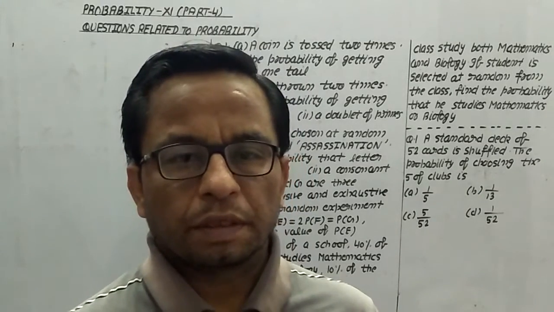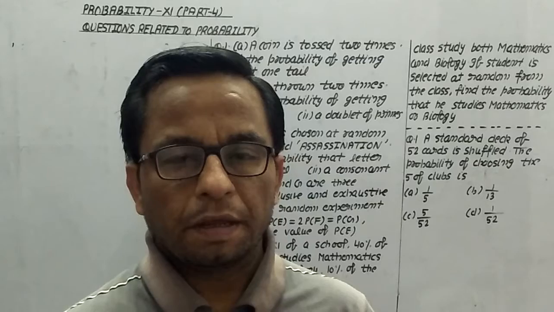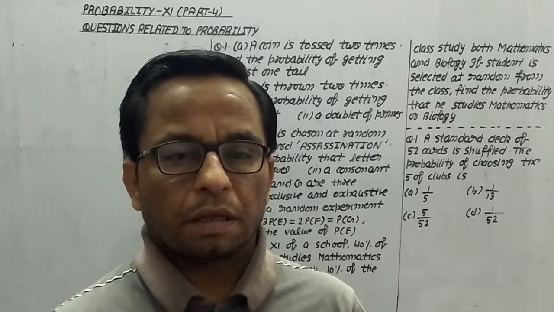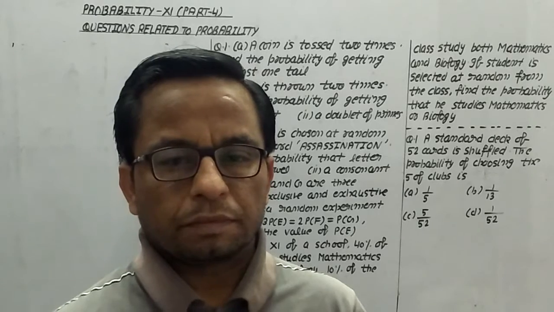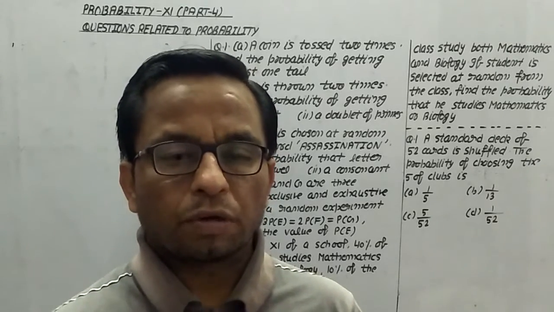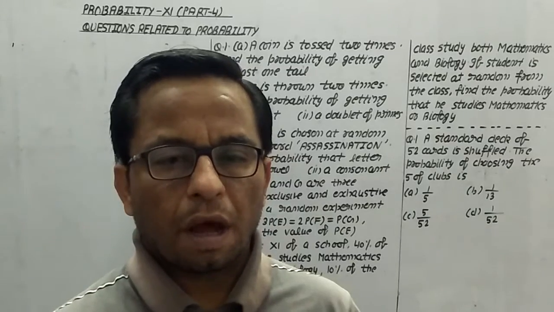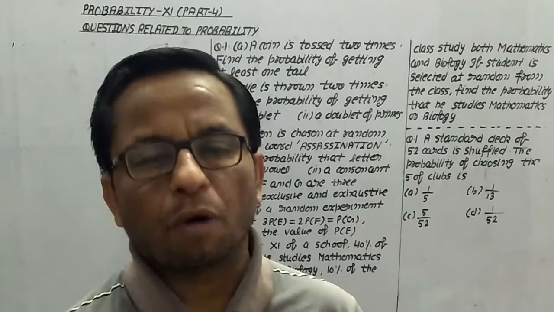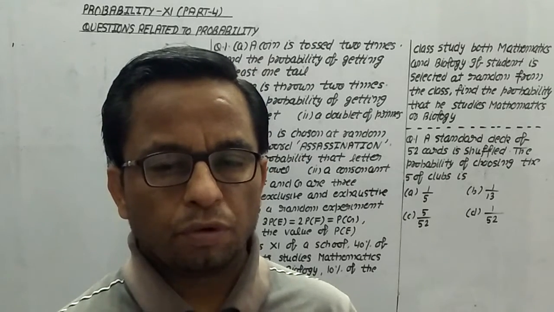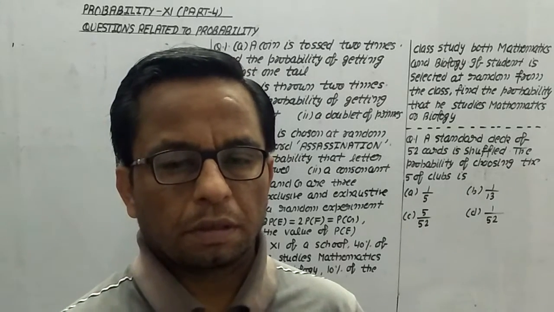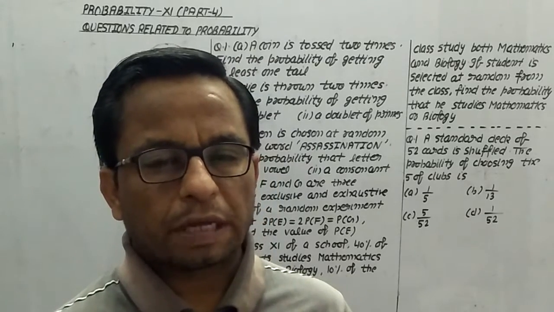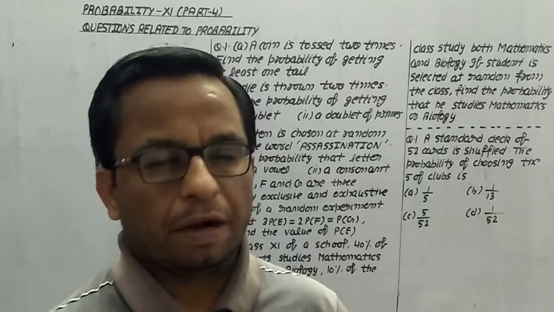Hello everyone. In this part 4 of probability, we are going to do a few questions related to probability. We know very well that the probability of an event is given by the total number of favorable outcomes upon the total number of outcomes. Using this relation, we have to do so many questions. Out of them, a few questions I am going to explain in this part.